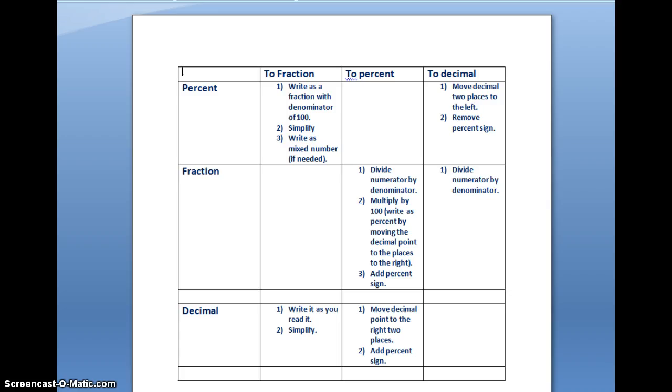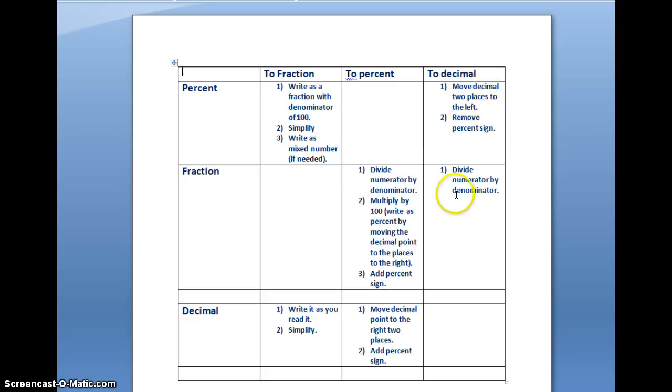All right, so here's our beautiful little chart. If I start at a percent, to make it into a fraction, I write it as a fraction with the denominator of 100, because percent always means out of 100, okay? Then simplify, write it as a mixed number if needed, all right? To write a fraction with a denominator of 100, that is very good. If there's a decimal point in there, like the last example that I did, we want to be a little bit careful with that. But here, this is really good. To move to a decimal, move the decimal 2 places to the left, then remove the percent sign.